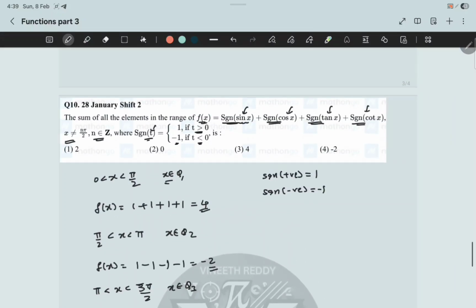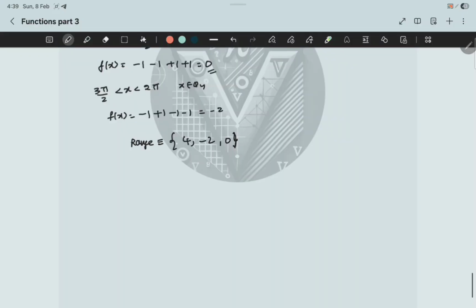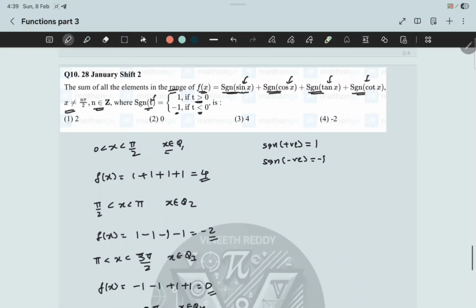So what is he asking in the question? The sum of all elements in the range. The sum of all elements in the range should be 4 minus 2 is 2, 2 plus 0 is 2. So I think 2 should be the correct answer. Yes, that is option 1.